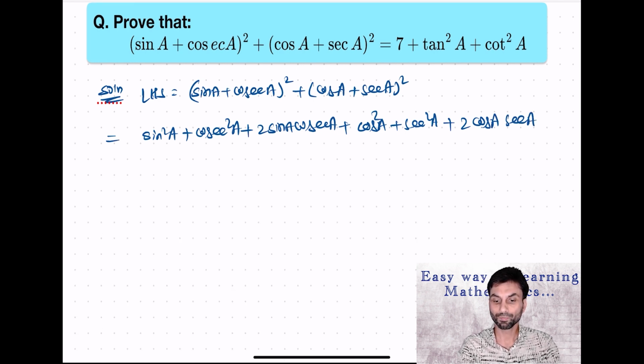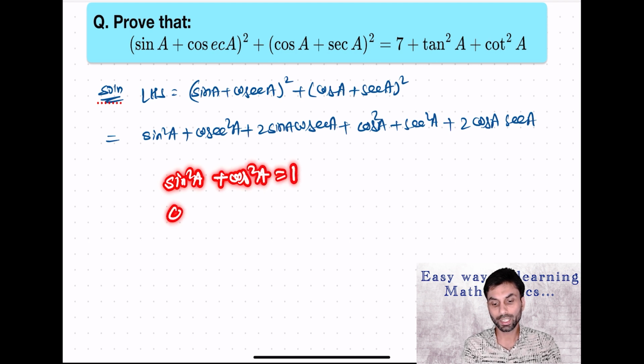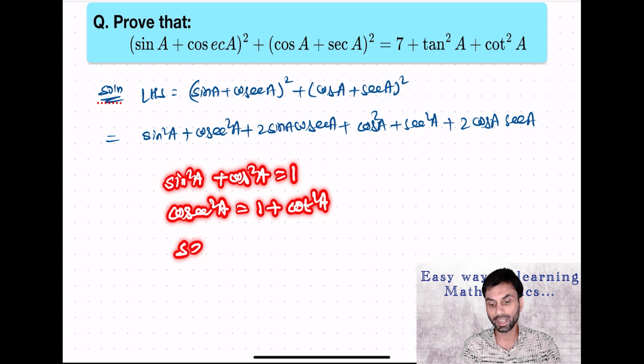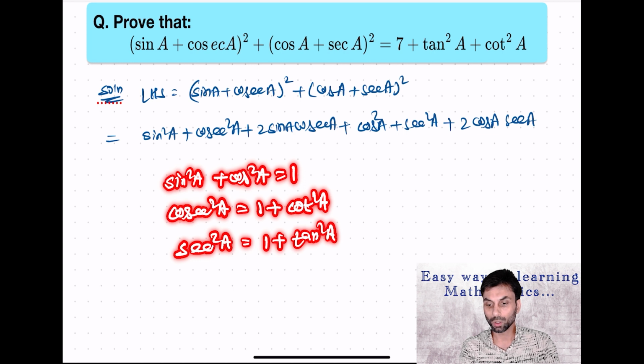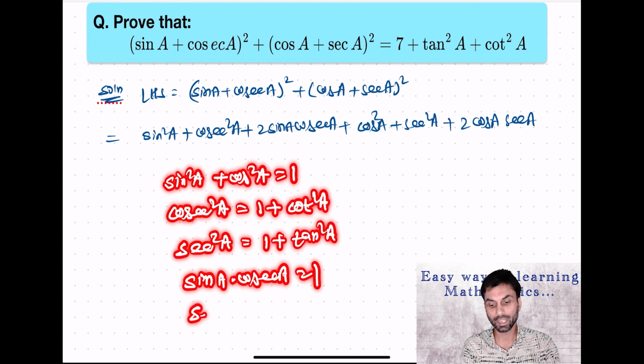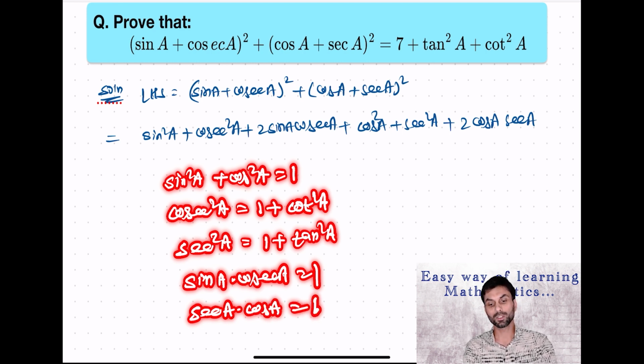Now we also know that sin square A plus cos square A is 1. Then cosec square A is 1 plus cot square A, and sec square A is 1 plus tan square A. And also we know that sin A into cosec A equals 1, and cos A into sec A is also 1. So these are the relations which we are going to use in this particular question.